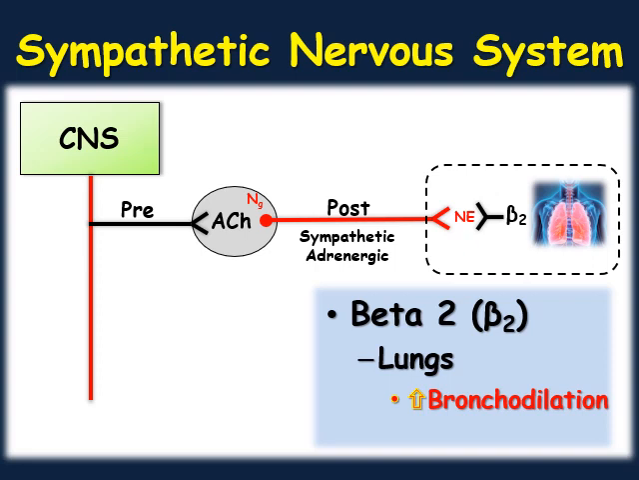When an impulse comes preganglionic to the ganglion, acetylcholine is released. It binds to the nicotinic ganglionic receptor, and of course the impulse comes down. Then we have a release of norepinephrine, which binds the beta 2 receptor in your lungs, which causes bronchodilation, which is what we want if we have any bronchoconstriction.